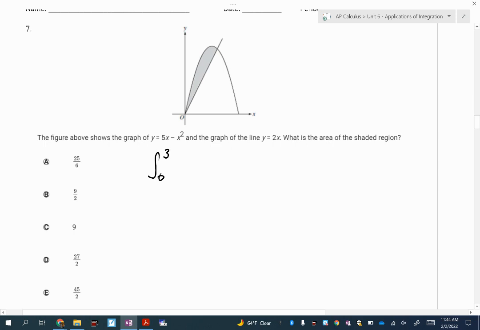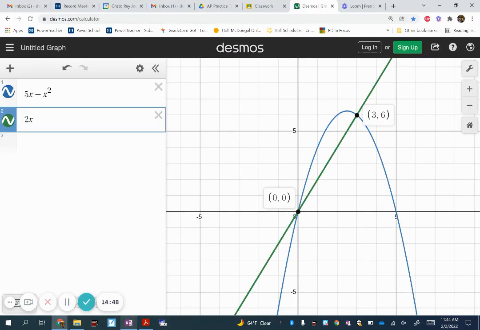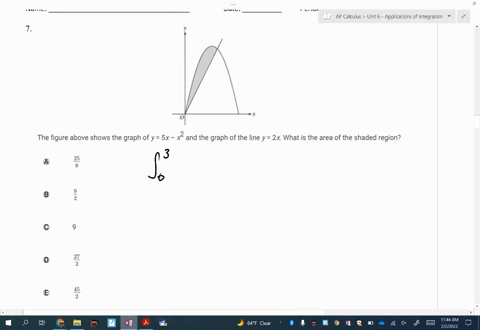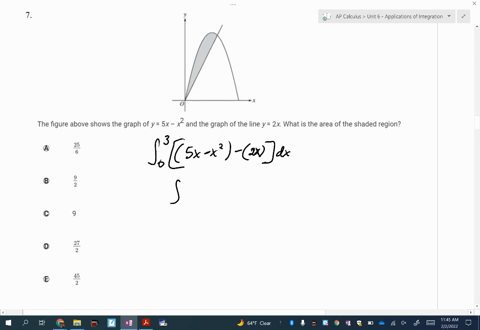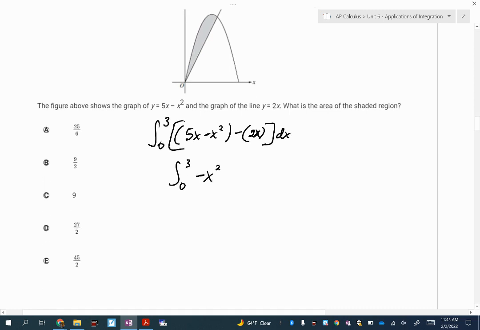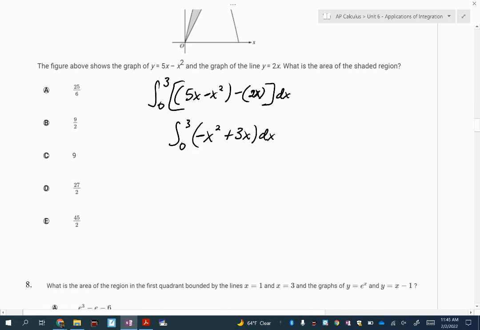Now when you look at it, you can look at this figure here, or you can look at what you graphed. The blue curve is always on top the entire time from 0 to 3. So I'm going to do the quadratic minus the linear piece. So 5x minus x squared minus 2x times dx. So it's going to be the integral from 0 to 3 of negative x squared, and 5x minus 2x is 3x. And we're ready to find the antiderivative.